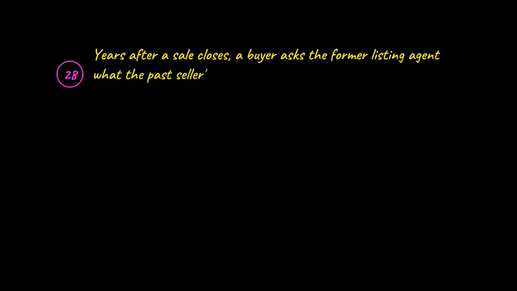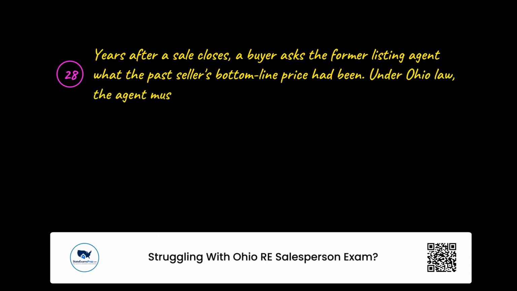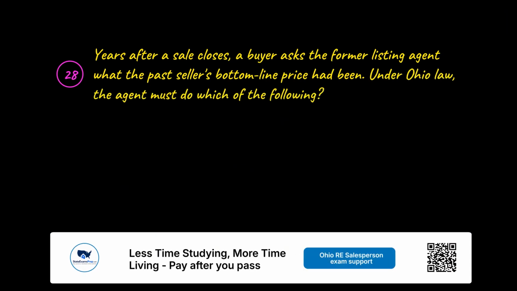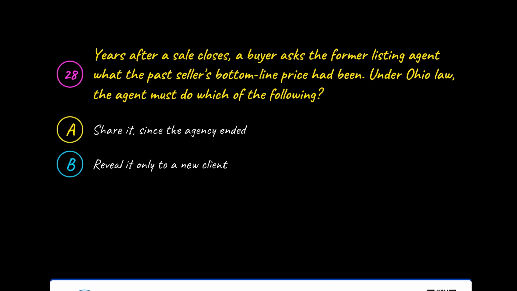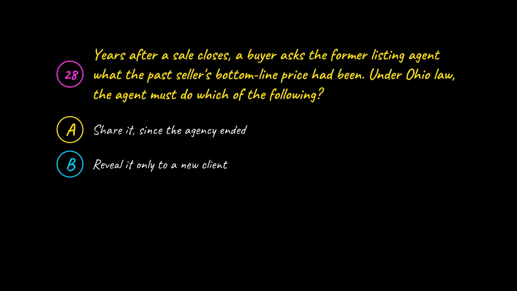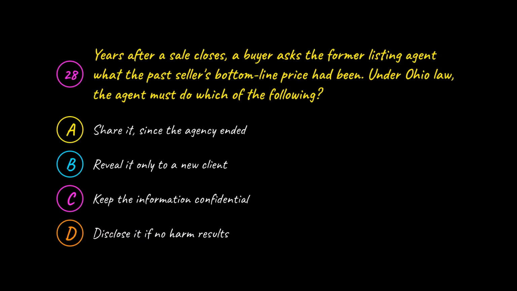Question 28. Years after a sale closes, a buyer asks the former listing agent what the past seller's bottom line price had been. Under Ohio law, the agent must do which of the following? Your options are: A. Share it since the agency ended. B. Reveal it only to a new client. C. Keep the information confidential. D. Disclose it if no harm results. What's your answer? Commit to one before I continue.